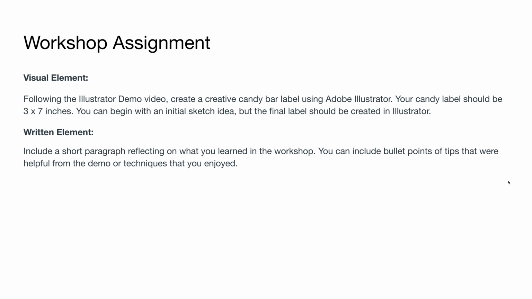You will, following this video, create a creative candy bar label using Adobe Illustrator. Your candy label should be 3 by 7 inches. You can begin with an initial sketch idea and bring that in and trace over it, but the final label should be created in Illustrator. Also include a short paragraph reflecting on what you've learned in this workshop, and you can include any bullet points of tips that might have been helpful for you or just things that you learned.